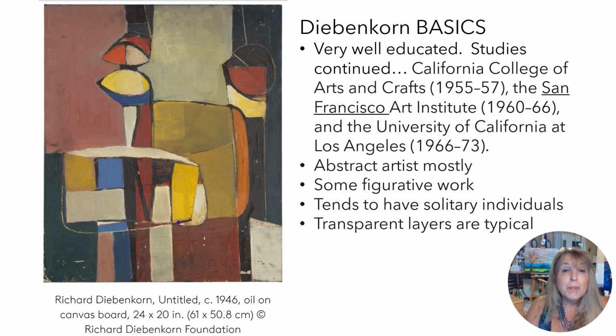So Diebenkorn basics: very well educated, California College of Arts and Crafts, San Francisco Art Institute, University of California at Los Angeles, UCLA. Abstract artist mostly, some figurative work, really more known as an abstract artist. Tends to have solitary individuals. Transparent layers are typical, so he doesn't always fill it in and make it opaque. So this is Untitled, 1946, oil on canvas. Richard Diebenkorn Foundation.